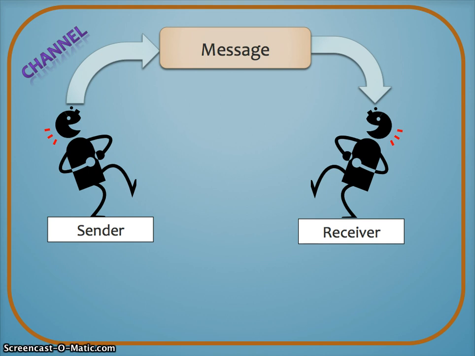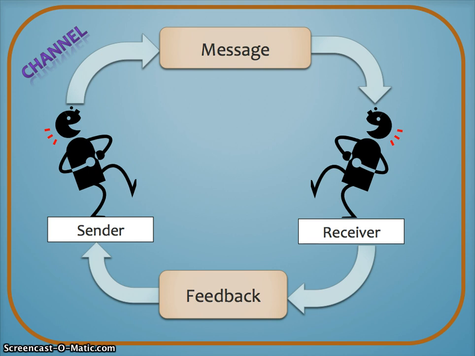But that's not the only parts of communication. The fifth part of our communication model is going to be called feedback. Because a receiver doesn't just sit there and understand the message.